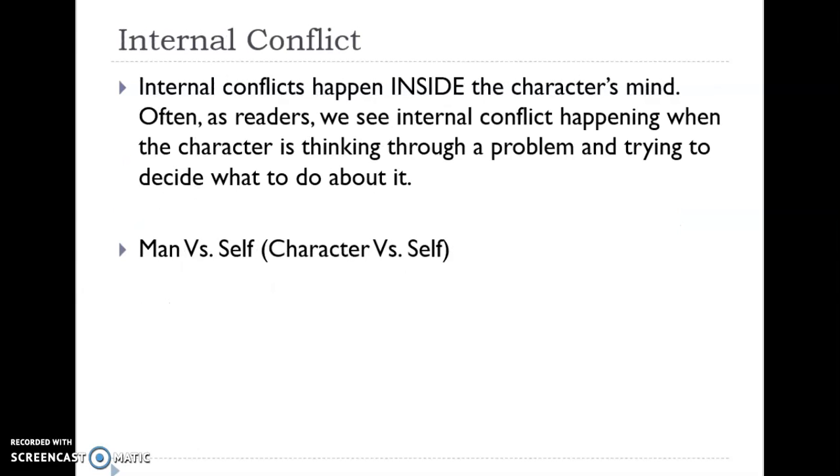Within conflict, there are two major types. One is an internal conflict. Internal conflicts happen inside the character's mind. Often, as readers, we see internal conflict happening when the character is thinking through a problem and trying to decide what to do about it. In literature, we call internal conflicts man versus self conflicts or character versus self conflicts. You'll see different teachers throughout your years in school refer to it either way.